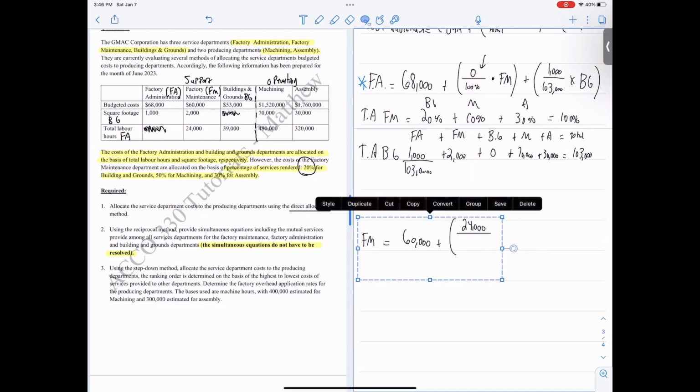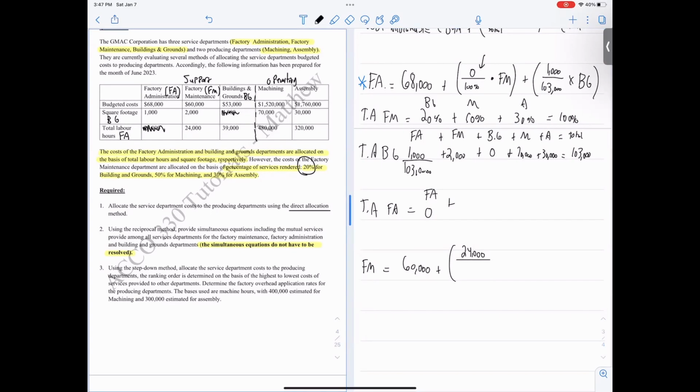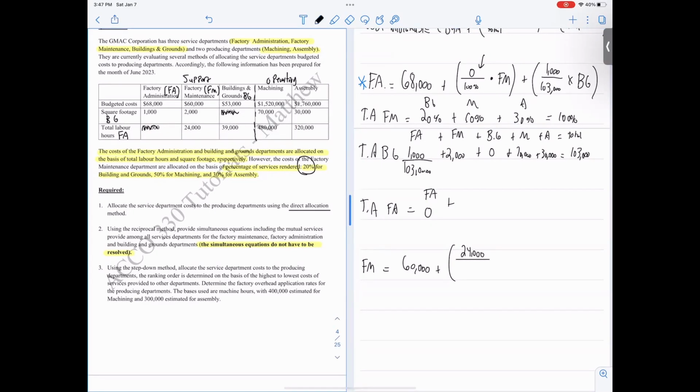So let me scroll down a little bit here. This is what I was going back and forth about before, where do I put my total allocations? I should have started off with that, to be honest. But here we are. So, total allocations for factory admin. First off, factory admin allocates nothing to themselves. Remember the rule we crossed out in the beginning. So 20,000, I don't care that you allocate that to yourself, it's 0.